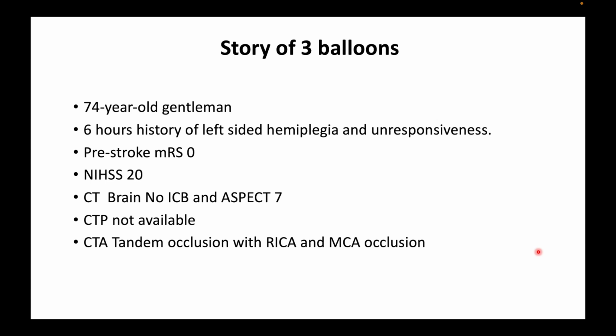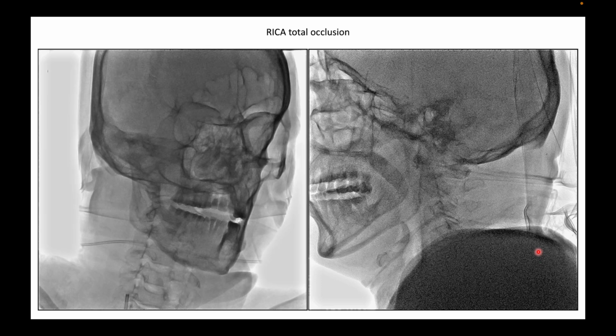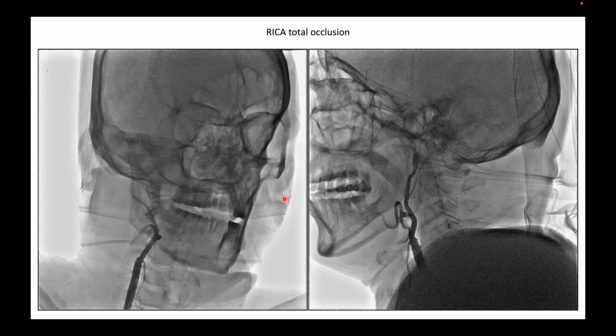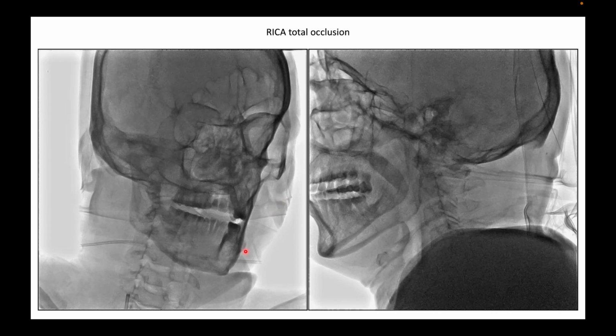These were the early days of our stroke program, so CT perfusion was not available to us at that time. We went on with the CT angiogram that showed tandem occlusion with right internal carotid artery and MCA occlusion. This patient was taken onto the cath table. You can see the right internal carotid artery is totally occluded.